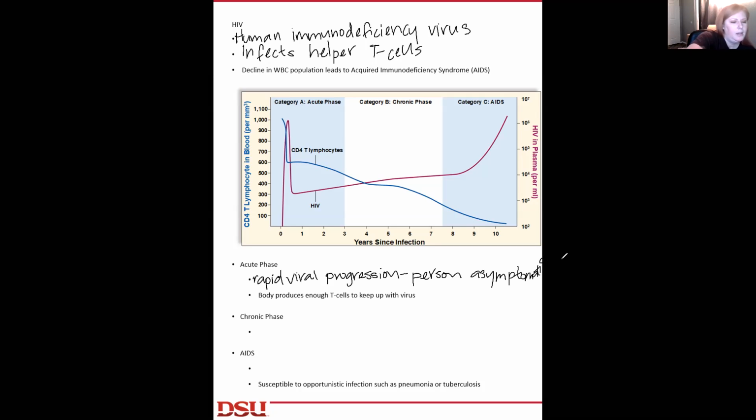Oh, okay. They're asymptomatic because at that point, the body is still producing enough T cells to keep up with the virus. Okay, that's why you're not noticing it. But then we hit the chronic phase, and the chronic phase is when symptoms start, because now our T cell count has dropped, our white blood cell count overall has dropped.